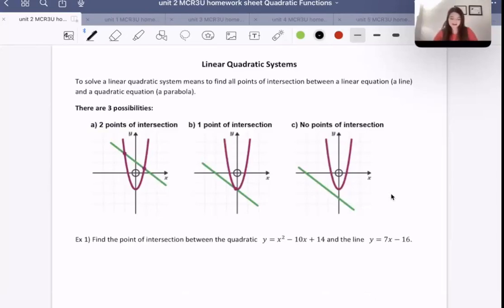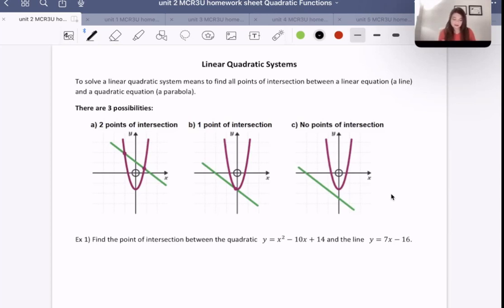Today we're going to talk about linear quadratic systems. So, what do I mean by linear quadratic systems? I mean when we have a quadratic, so some sort of parabola, and a line, and we want to know where do they intersect, if at all. And when it comes to linear quadratic systems, there are three possibilities.